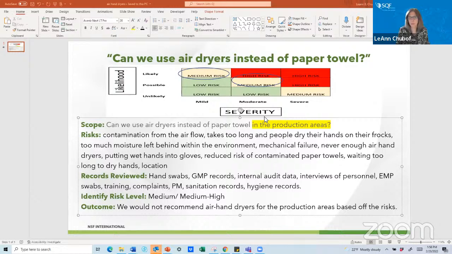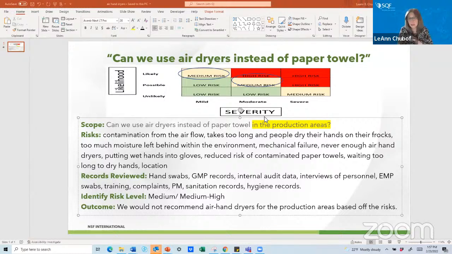So contamination from the airflow, which we know takes too long, and people dry them on their frocks. Too much moisture left behind, not just on the hands, but also in the environment. So it would make a difference if you had a completely dry environment and you're exposing air hand dryers. Are you introducing an environmental risk, right? Mechanical failure. Paper towels don't fail, right? What if your air hand dryer fails? There's never enough air hand dryers, and that was my Achilles heel, that there's only one air hand dryer and 20 people to dry their hands. And then also just recontamination, putting wet hands into gloves.